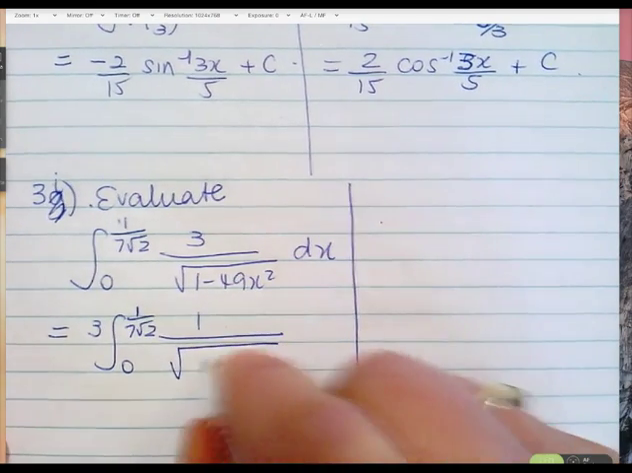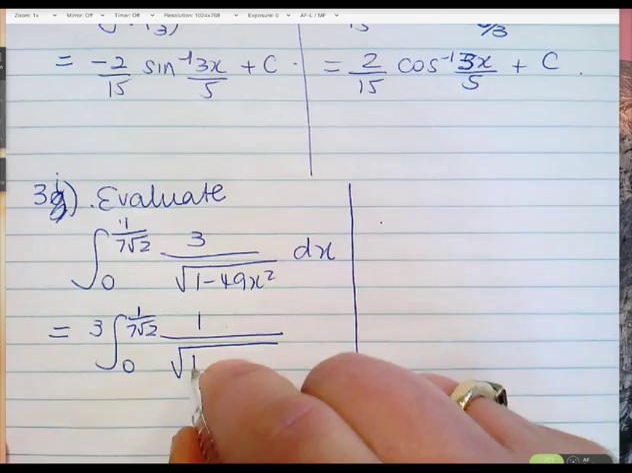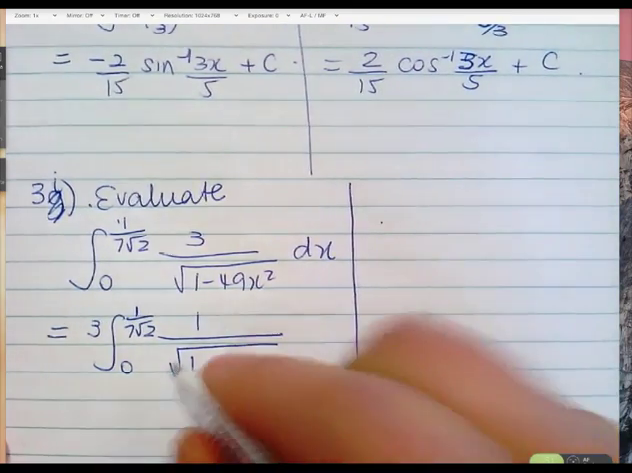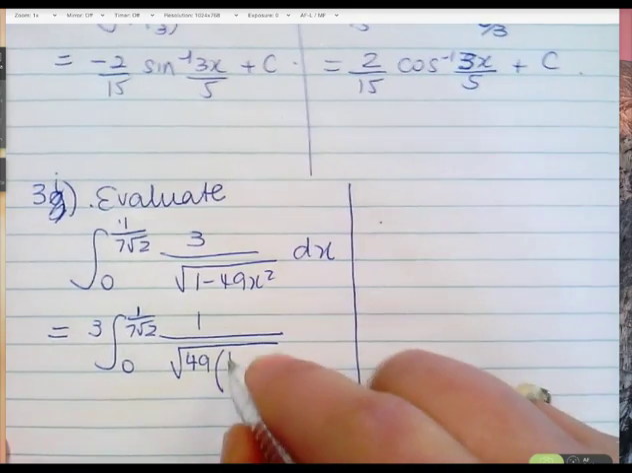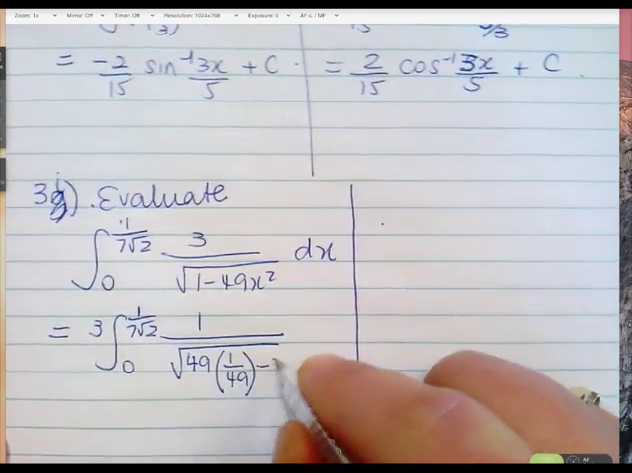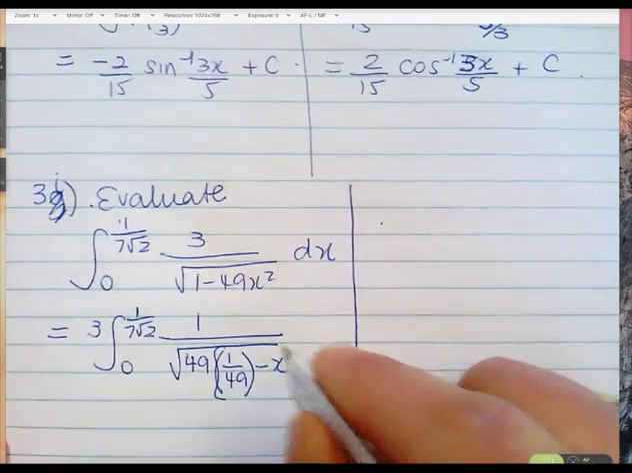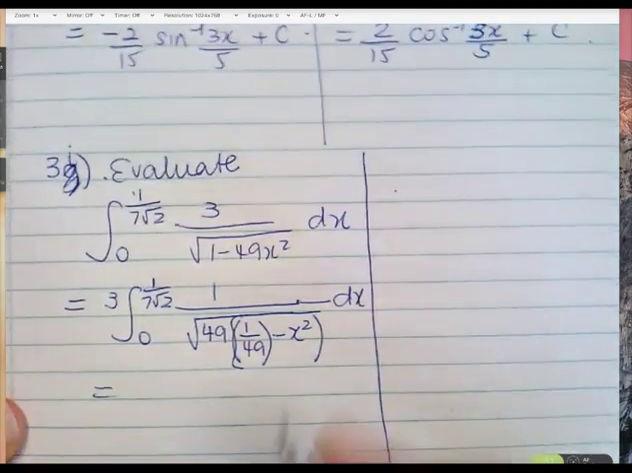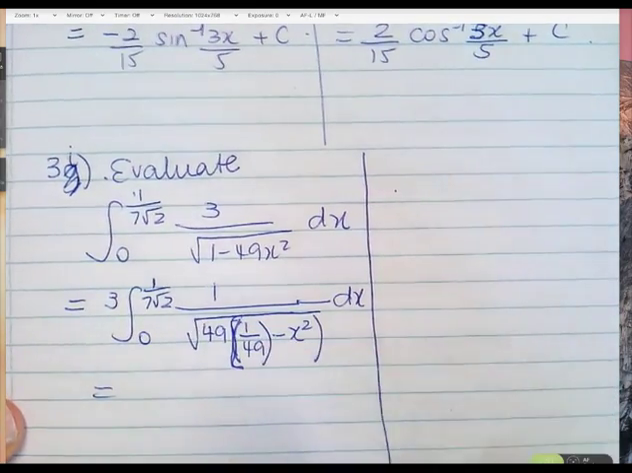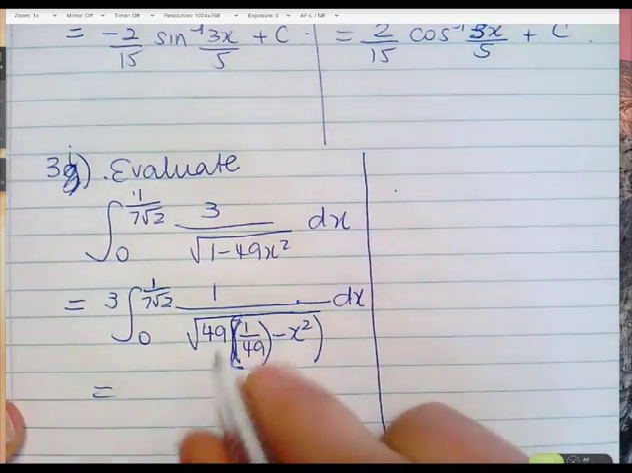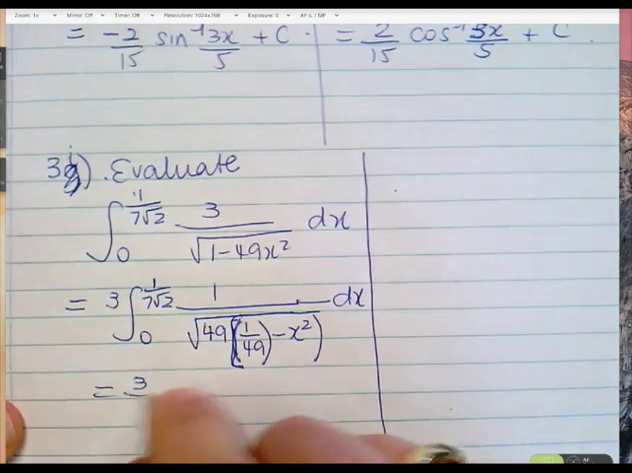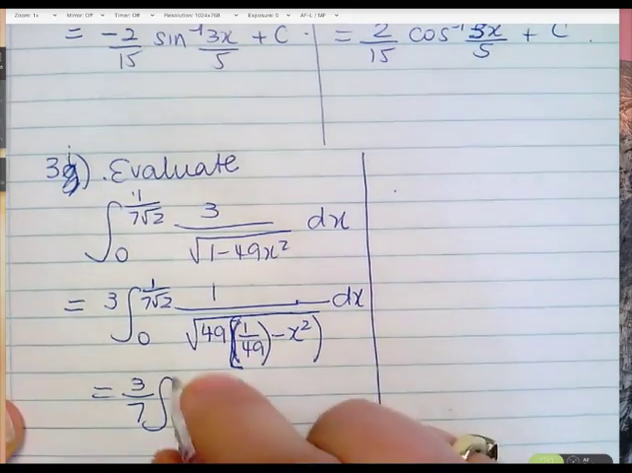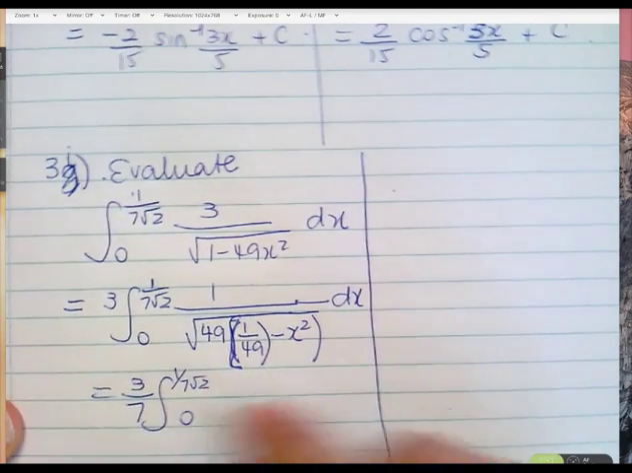1 over 7 root 2, 0, 1 over, we need a squared minus x squared, so what's it going to be? Do you know what you're pulling out? I need an x squared, I've got to pull 49 out. 1 over 49 minus x squared dx. So what do you end up with? 3 on 7, because the square root of 49 is 7, it comes out.